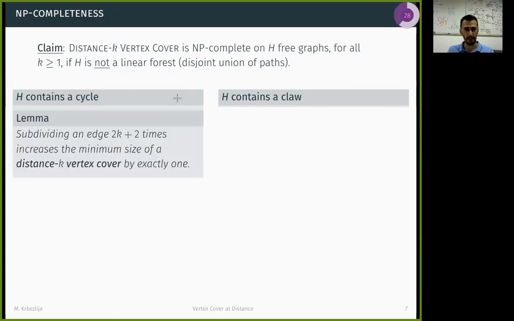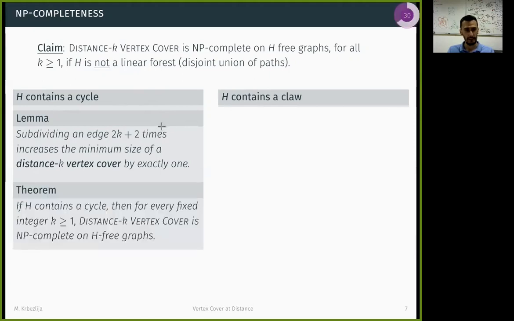When H contains a cycle, we get the lemma that says that subdividing an edge 2k plus 2 times increases the minimum size of a distance k vertex cover by exactly 1. This lemma is a generalization of the statement from Poljak in 1974 in the case when k equals 0. And this lemma can be used to show that the distance k vertex cover is NP-complete on H-free graphs whenever H contains a cycle. And how to do that?